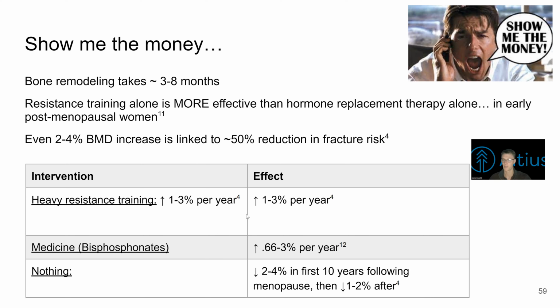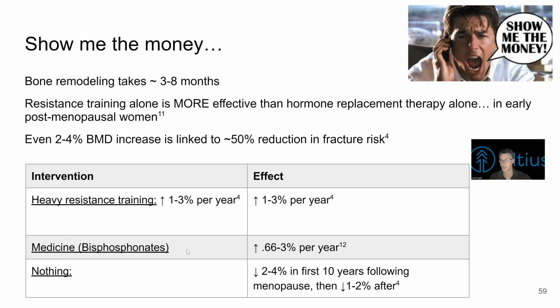Comparing these two, though, if I do some exercise and I do heavy resistance and I pick up heavy weights from the ground, deadlifts, squats, all that stuff, this can improve my bone mineral density on average 1 to 3% per year. Again, we're not just preventing this decline, we're building that bone strength back up again. It might seem small, but if you increase your bone mineral density on average 2 to 4%, that's linked to a 50% reduction in fracture risk. So that small little number can have a really large impact down the road.